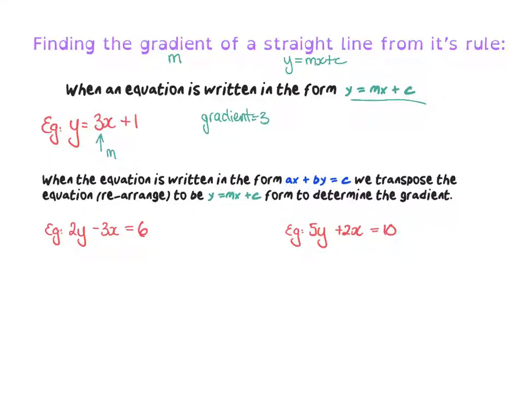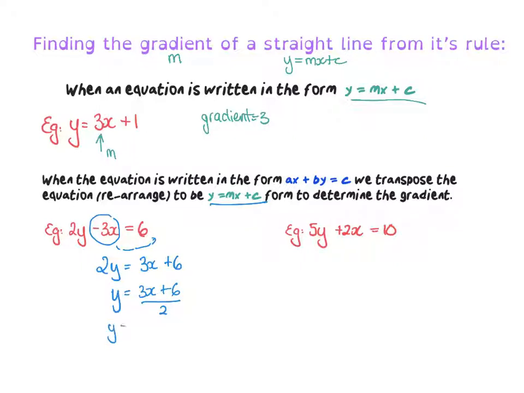Okay. When the equation though is written in this other format, so you can see down here, it's not in this y equals form. What you need to do is rearrange it to make it y equals. So I'm going to move this over the equal sign, so I'll be left with 2y equals, now that will become positive 3x, and I haven't moved the 6, so it's still positive.